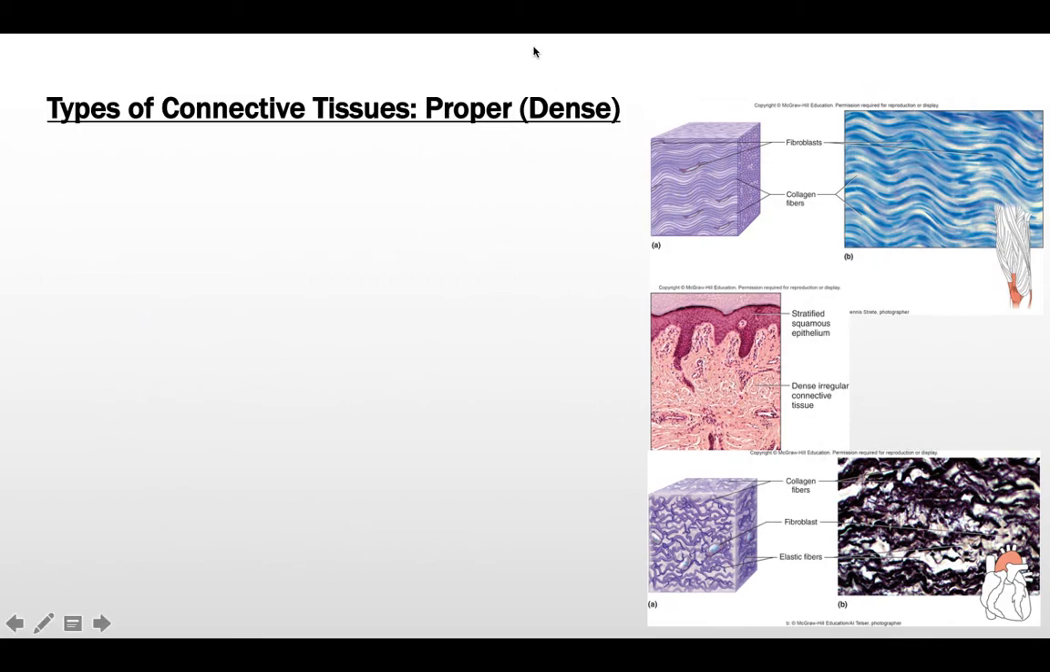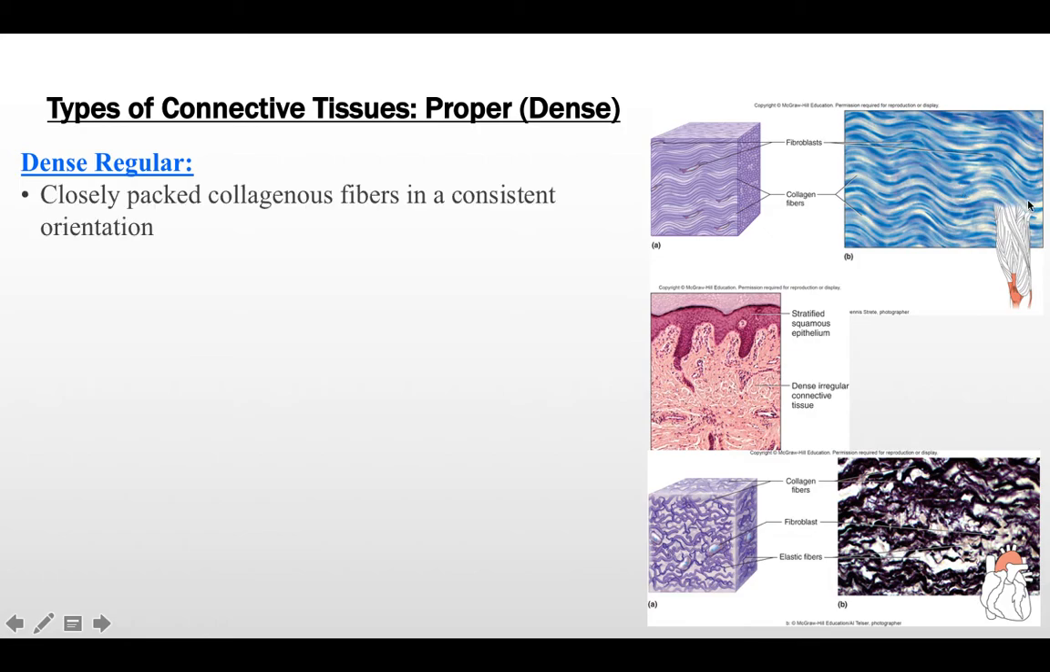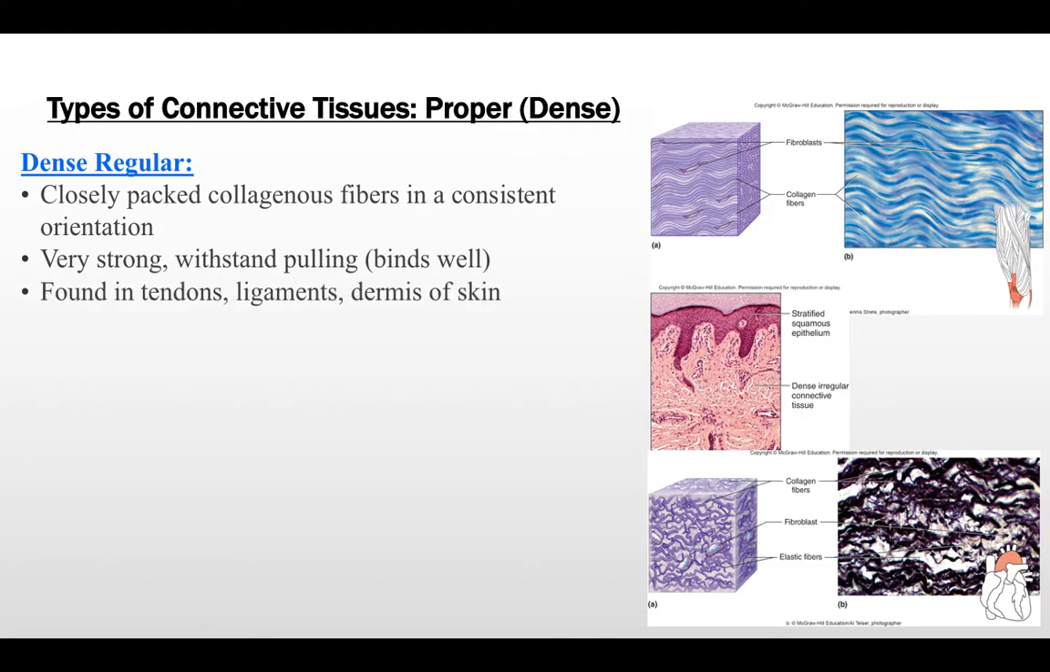These next three types are proper connective tissues, but they're known as dense connective tissues. Dense regular tissue, if you look at this picture here, is really aesthetically pleasing. It comes in these very regular wavy patterns, and that's how you'll recognize it. Those waves are closely packed collagenous, meaning like collagen, fibers in a consistent orientation, so very regular. They're super strong, they can withstand a lot of pulling, and we find these in your tendons, in your ligaments, and in the lower levels of your skin.